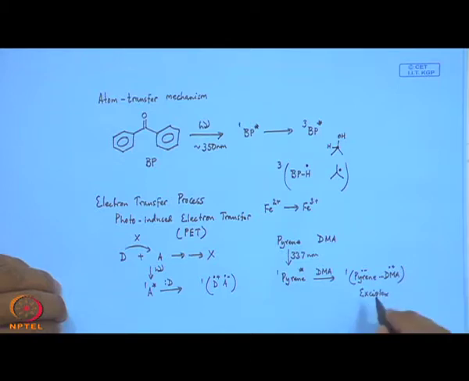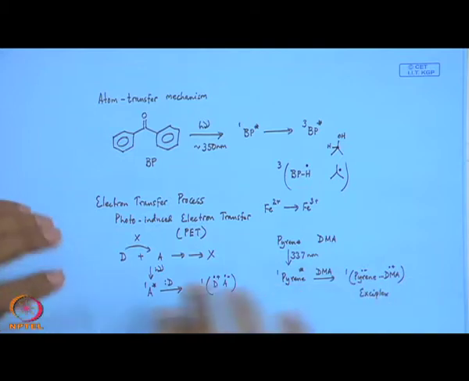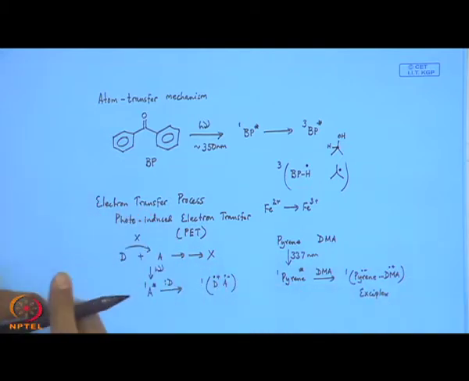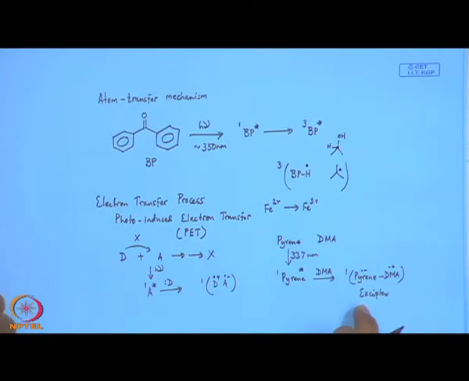You can see a band corresponding to this exciplex. This electron transfer is taking place within the lifetime of pyrene, which is typically several nanoseconds. So within several nanoseconds, DMA is transferring the electron to pyrene, giving rise to this pyrene DMA exciplex. For this particular class, our principal focus is the pyrene DMA exciplex, because this exciplex has luminescence above 500 nanometer, and it is a broad emission spectrum.